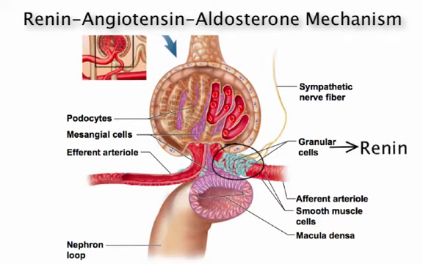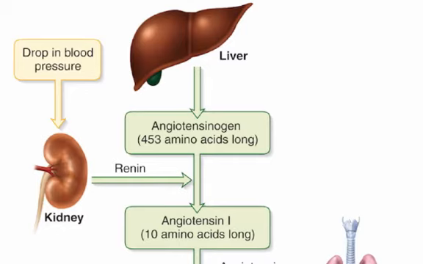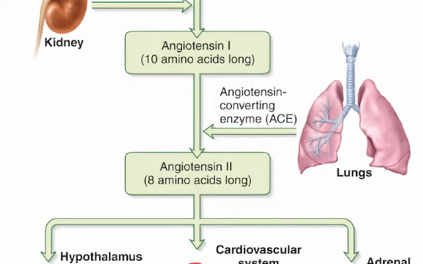secrete the enzyme renin. The liver synthesizes an inactive plasma protein called angiotensinogen, which is 453 amino acids long. The action of renin is to break a peptide bond that splits off a 10 amino acid chunk of that peptide called angiotensin 1. In the lungs and kidneys, an enzyme called angiotensin converting enzyme catalyzes a reaction that removes 2 more amino acids, converting it to an 8 amino acid hormone called angiotensin 2.